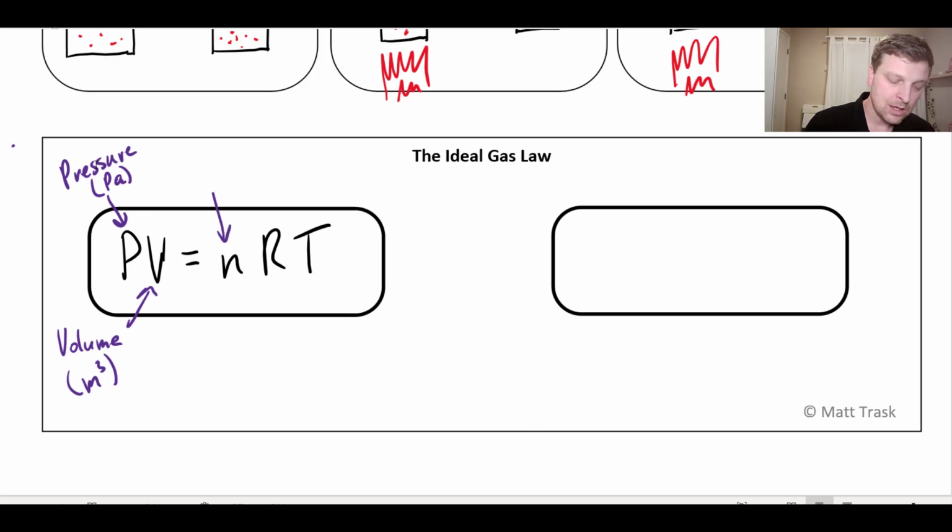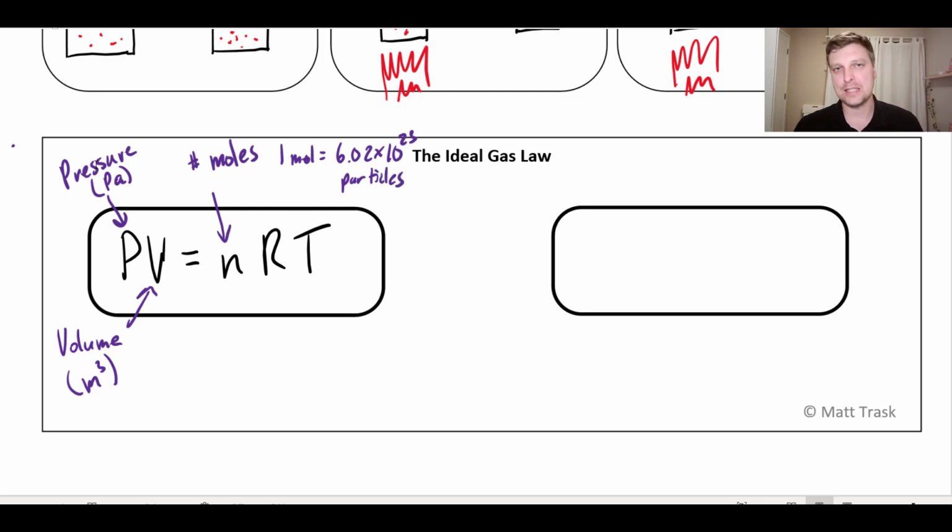n is the number of moles. So obviously, if I have more particles of gas, like we saw in that simulation, then that's going to create more pressure or take up more space, whatever have you. If you haven't learned about moles before, you might want to know that 1 mole is equal to 6.02 times 10 to the 23 particles. Okay, so it's a way we measure really small things like atoms and particles, and 1 mole is really just a lot of those particles.